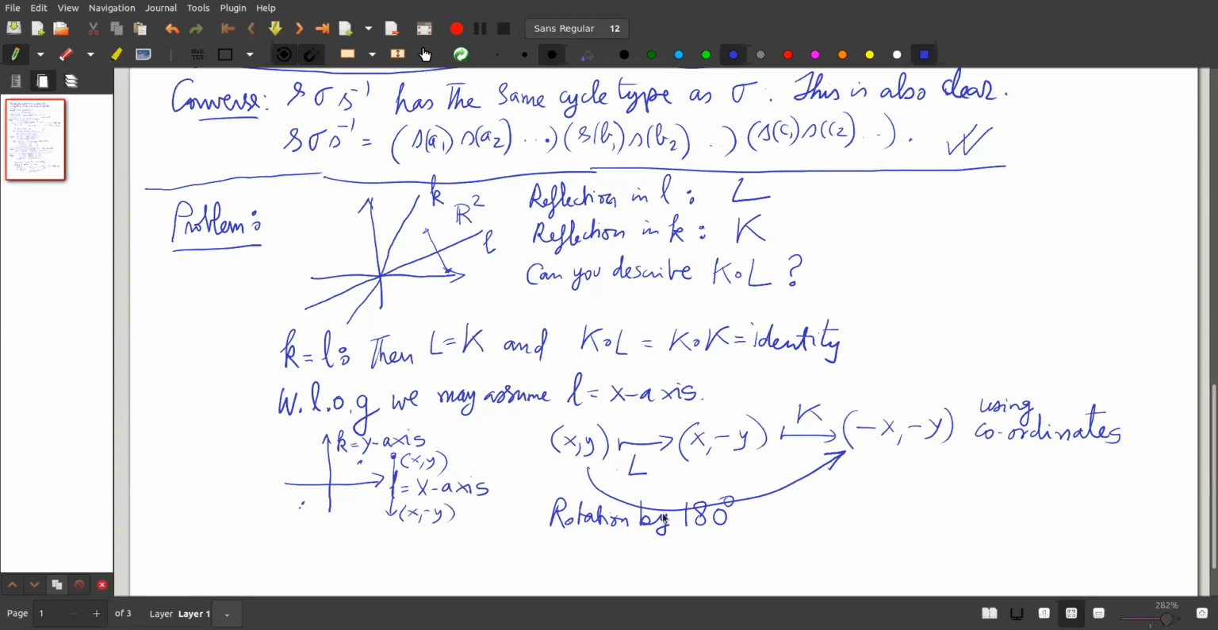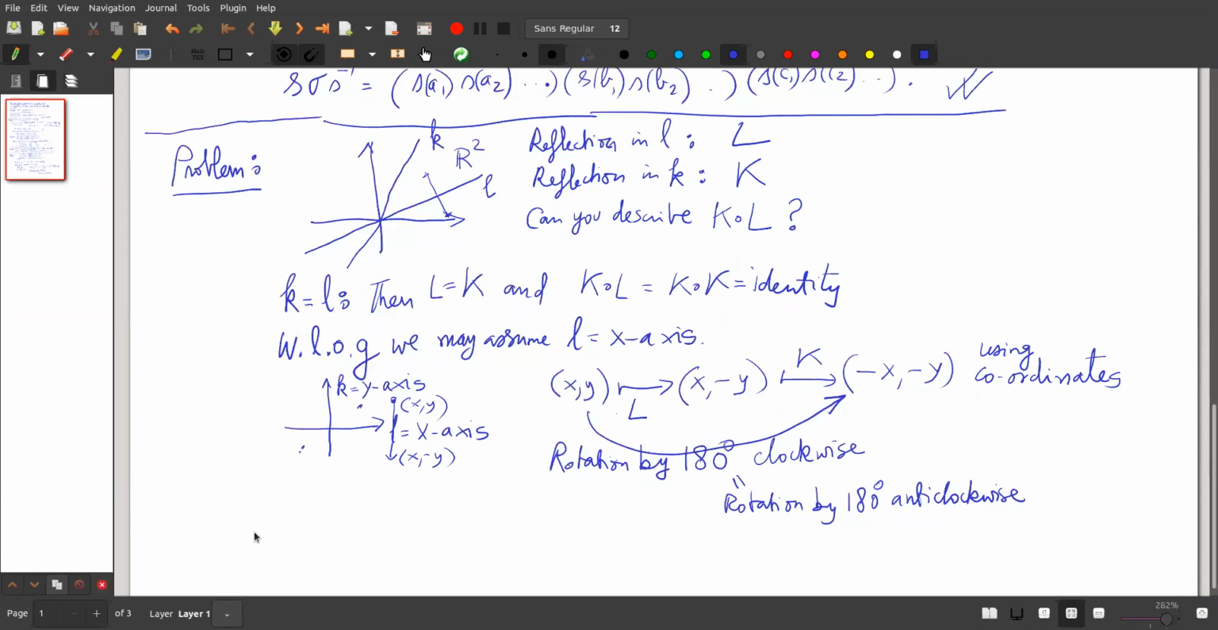Okay, and she is saying clockwise, but what if I do anti-clockwise? But our question is the composition K composed with L, not L composed with K. Doesn't matter, let's answer this question. L and K are fixed. First I do the x-axis and then the y-axis. So it is a rotation by 180 degrees clockwise. Note that 180 degrees clockwise is the same thing as 180 degrees anti-clockwise. So it doesn't matter in this case, right?